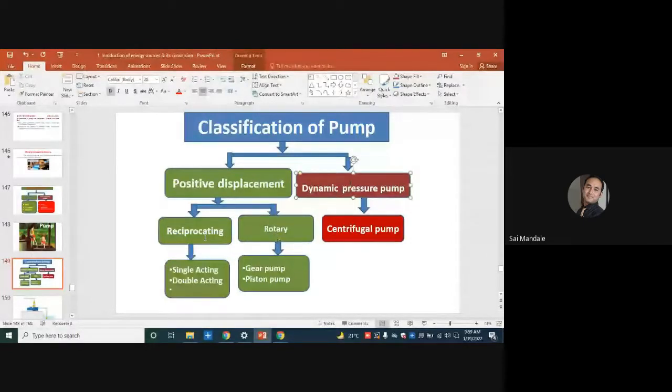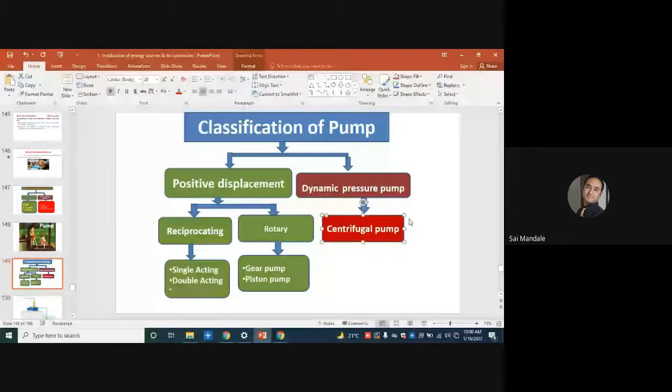Going into the reciprocating pump: single acting, double acting. In case of rotary, we have gear pump, piston pump, and the classification is not limited to that. There is a diaphragm type of pump. Inclined axis, horizontal axis, high pressure pump, low pressure pump. There is a huge category of classification of pumps, but we are restricted to the dynamic pump, and in that, to the centrifugal pump working only. So our task is to discuss the centrifugal pump, which is one type of dynamic pressure pump.